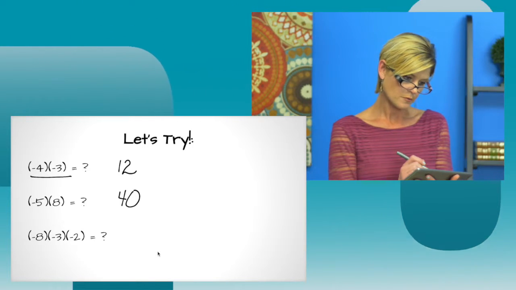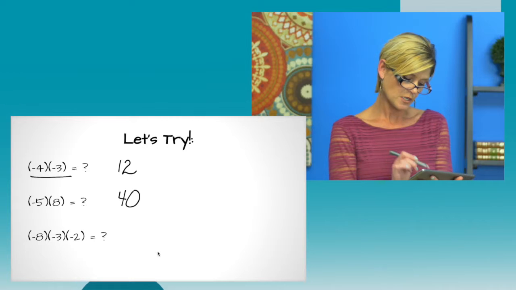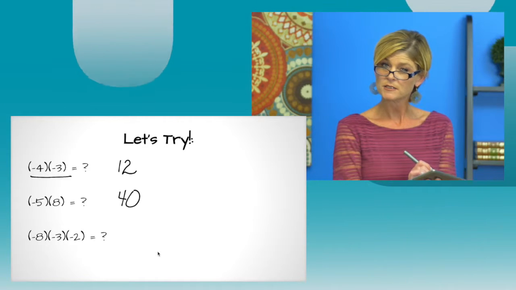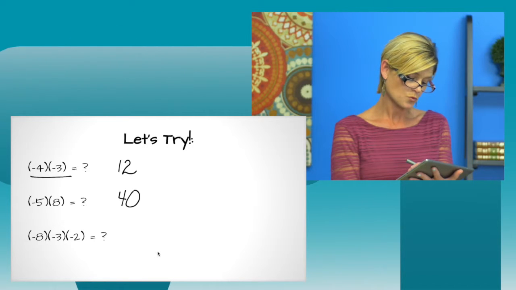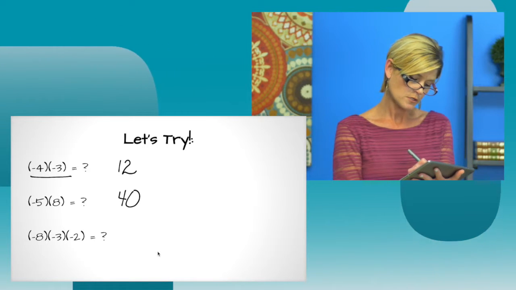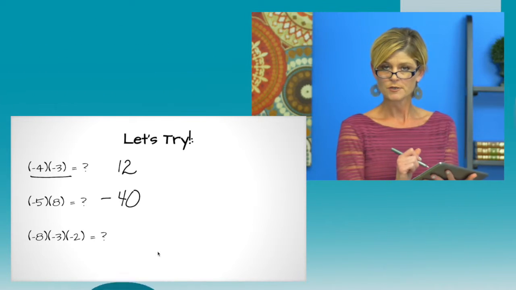Anyway, getting back to our problem here, negative 5 times 8 we said was 40, but is it going to be a positive or a negative? We've got opposite signs, one negative and one positive. So that one is going to be a negative 40.